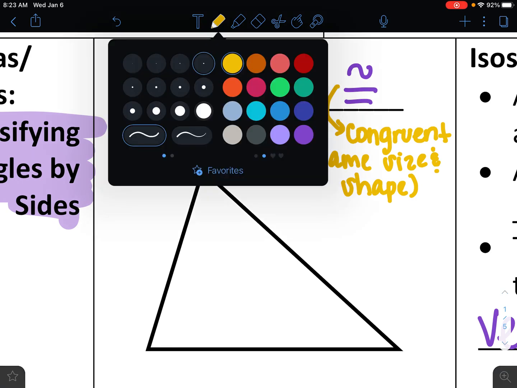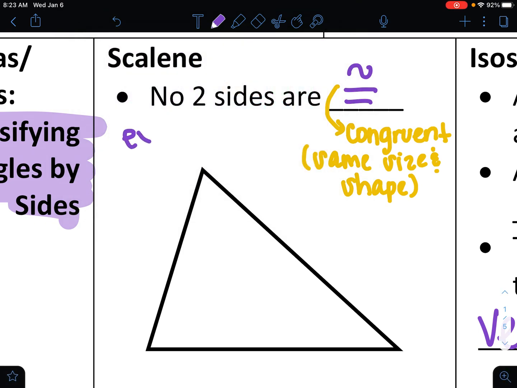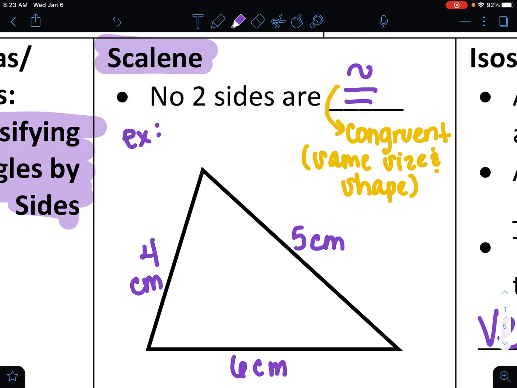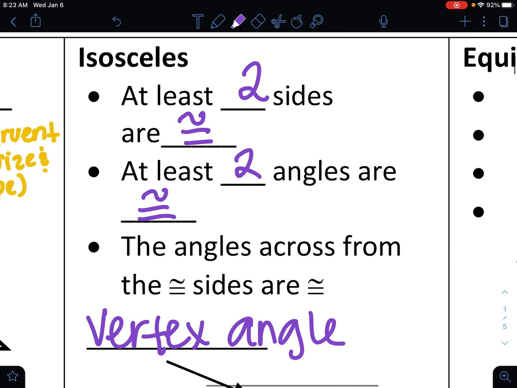So for example, if we're looking at this triangle, just for example, if this was 4 centimeters long, this one, say, 5 centimeters long, and this one 6 centimeters long, none of the sides are equal to each other. So that's what scalene triangles are. Next we have isosceles triangles. For isosceles, instead of no equal sides, you're going to have two equal sides, or two congruent sides.